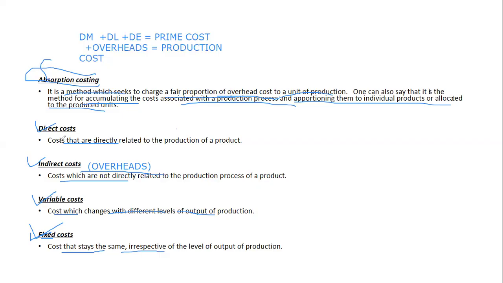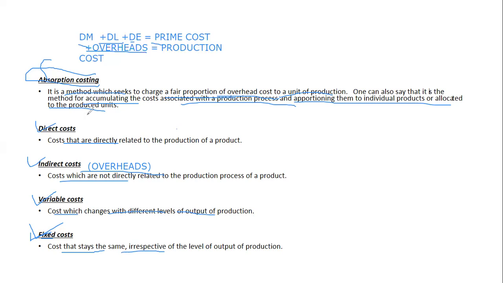Okay, now if you look at the two, direct costs and indirect costs, which is what we refer to as overheads. Now, if you look at the first one, direct costs, that is where we have direct material, direct labor, direct expense, forming prime costs. And indirect costs is where now, that is the overheads. And the overheads is divided into two. If you continue studying accounting, you will see variable manufacturing overheads and fixed manufacturing overheads. Those two then form part of the overheads.